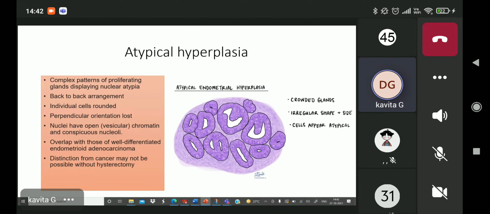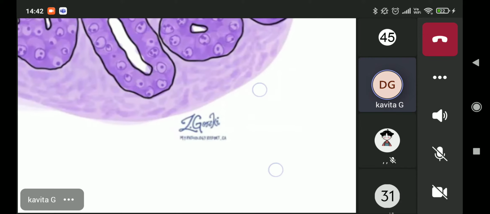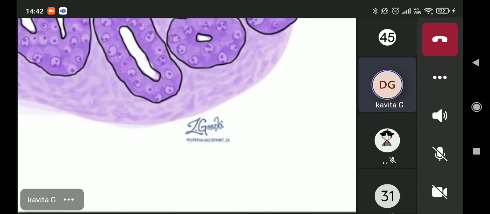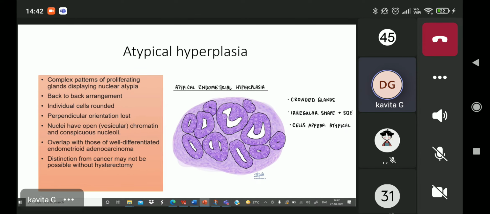Now, when you compare and contrast this with the case of atypical hyperplasia, there is going to be an increased gland stroma ratio. The difference over here is that the glands are very crowded, so an even more increased gland stroma ratio. Second is there would be budding, branching of the glands. Third is the back-to-back arrangement is increased. Fourth is within the glands itself, the cells have become round and plump.